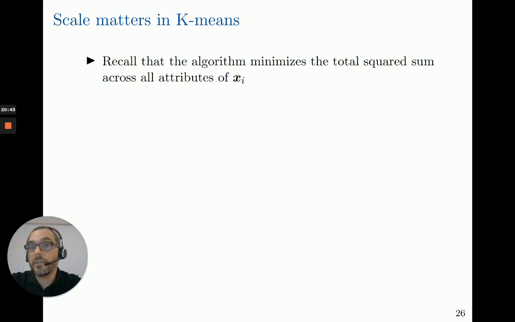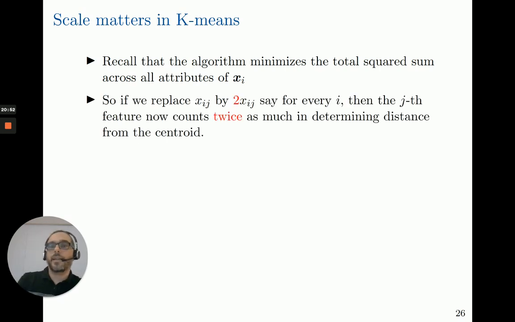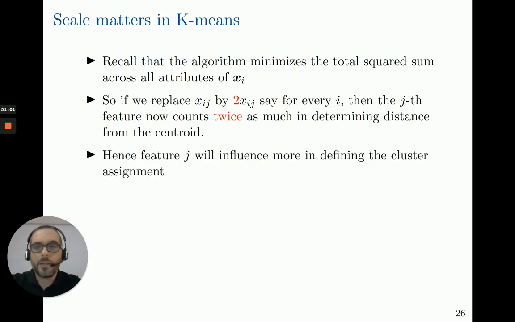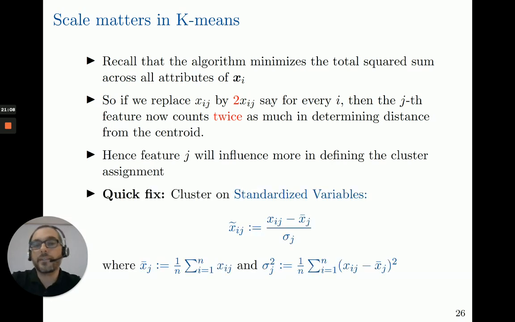So scale matters in k-means. The algorithm minimizes the total square sum across all attributes. So if we replace xij by 2xij, then this attribute will count more. So feature j will influence more in defining the cluster assignment. A quick fix: standardize the attributes. It's good practice to work with standardized attributes.